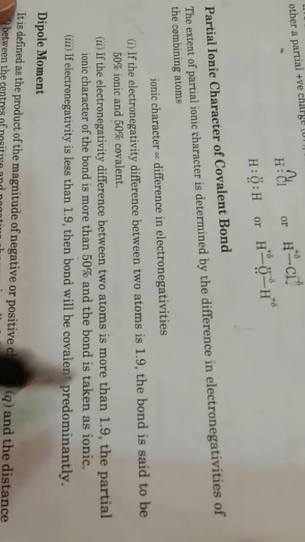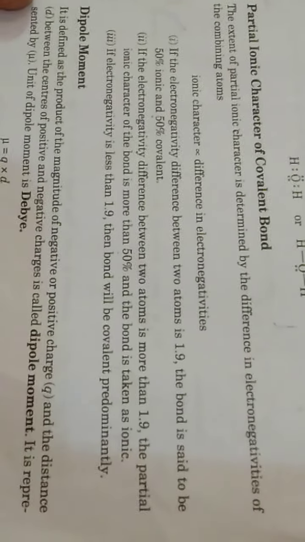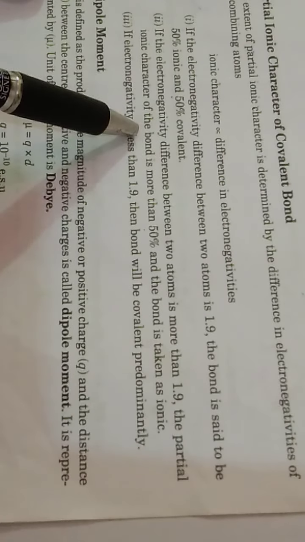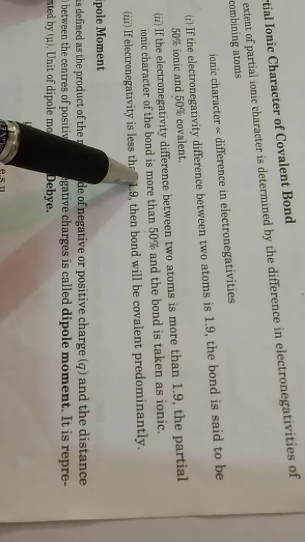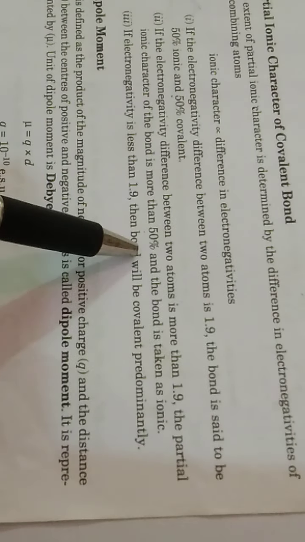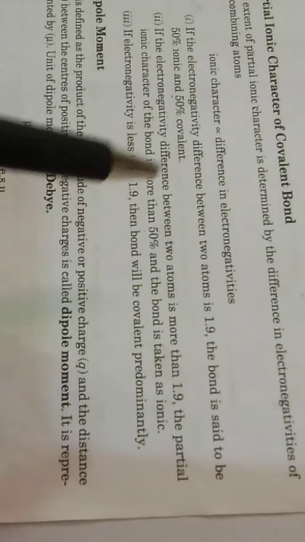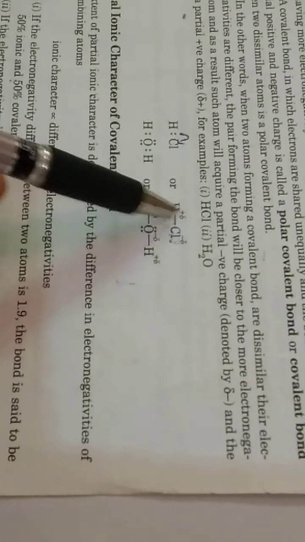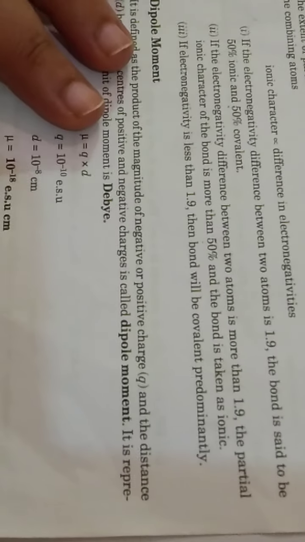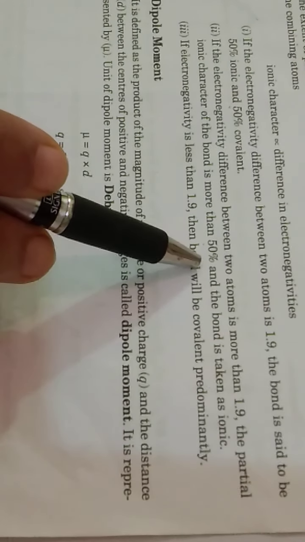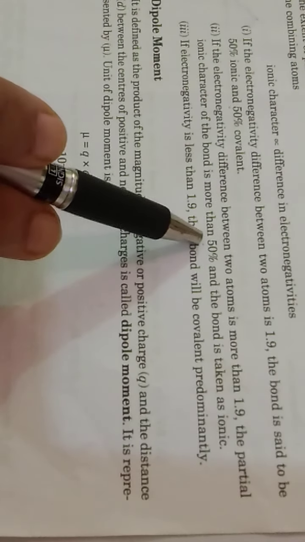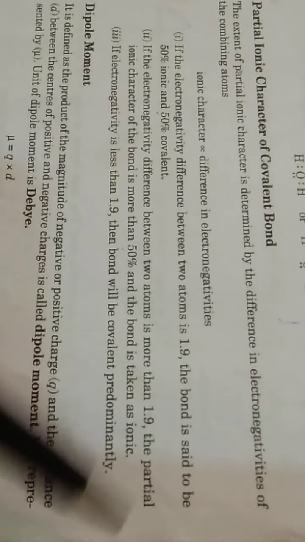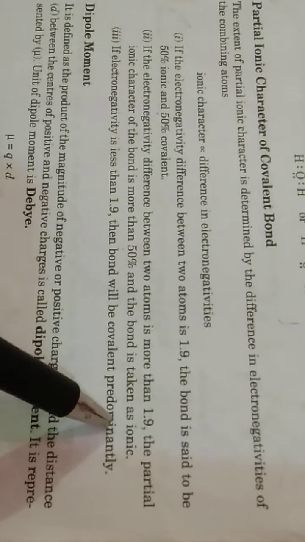So children, here the difference in electronegativity is more than 1.9. So the partial ionic character of bond is more. It means more than 50%. It means the one having the electronegativity difference between them more than 1.9, it will be showing more than 50% ionic character. And if the ionic character is more than 50% children, then in that case the bond is taken as ionic.